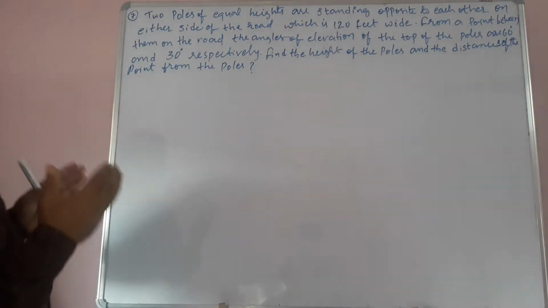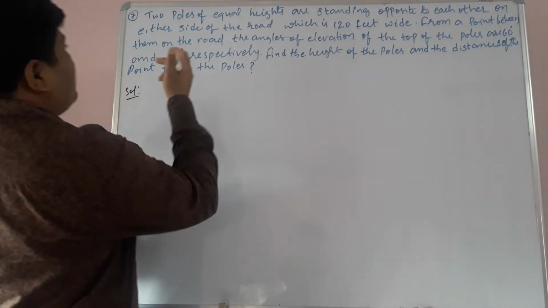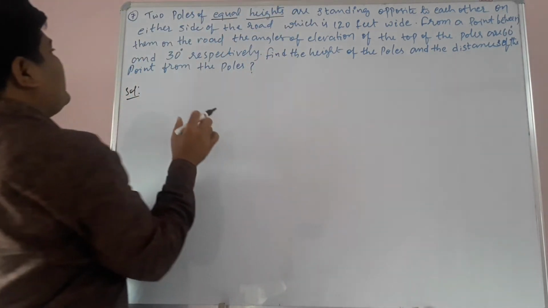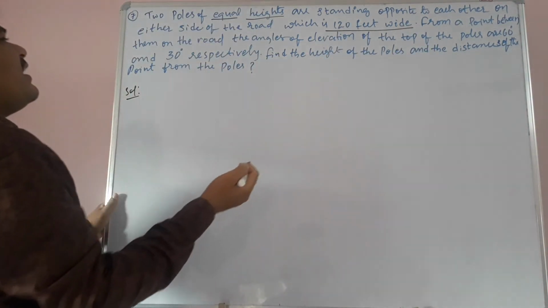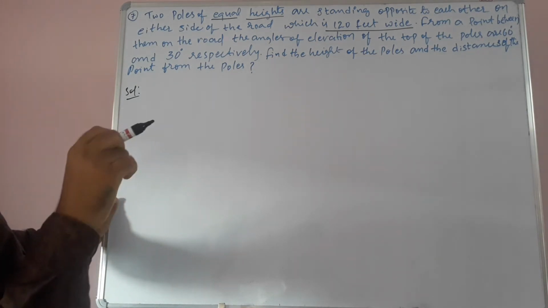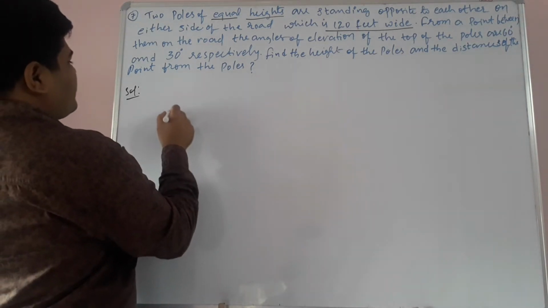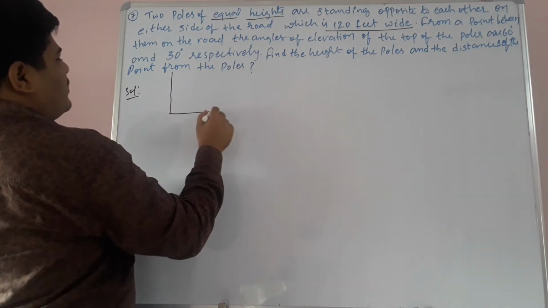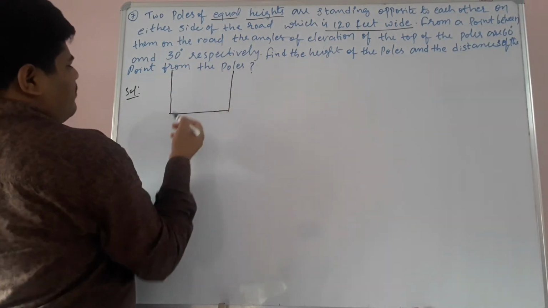Okay, so children, here what is the data? Two poles are there, which are having equal heights, and are standing opposite to each other on either side of the road, which is 120 feet wide. From a point between them on the road, the angles of elevation of the top of the poles are 60 degrees and 30 degrees. So children, like this, see, this is the road, and these are the two poles. And there is a point between them.